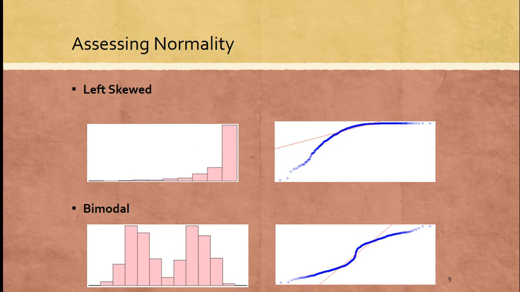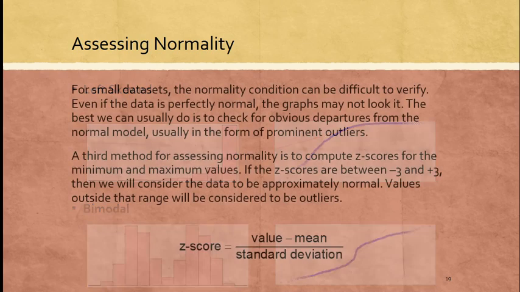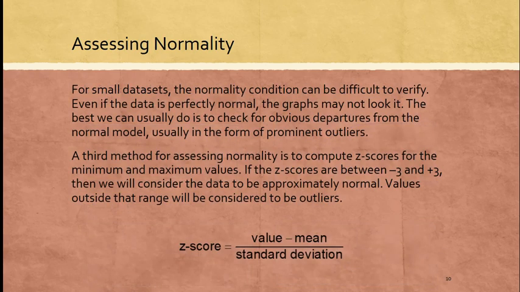Bimodal, that's two peaks. The curve will be an S curve. Also not normal, though bimodal generally is not too much of an issue. The skewed graphs are issues. Also an issue is that later in the quarter we'll be dealing with small data sets. And for small data sets, histograms and probability plots don't really work very well. The best we can usually do is just to make sure there's no outliers.